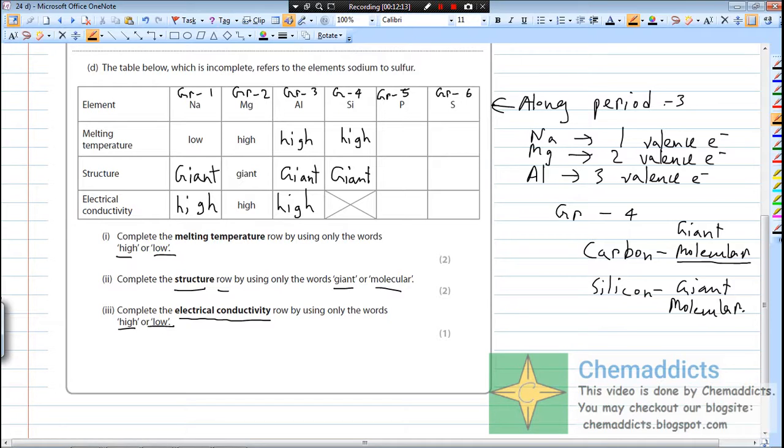Because of its 4 valence electrons, it can form giant molecular structure. So in here, since carbon can form giant molecular structure, silicon can also form giant molecular structure, just like carbon, since they both are in the same group. So melting temperature would be high, and the structure would be giant.